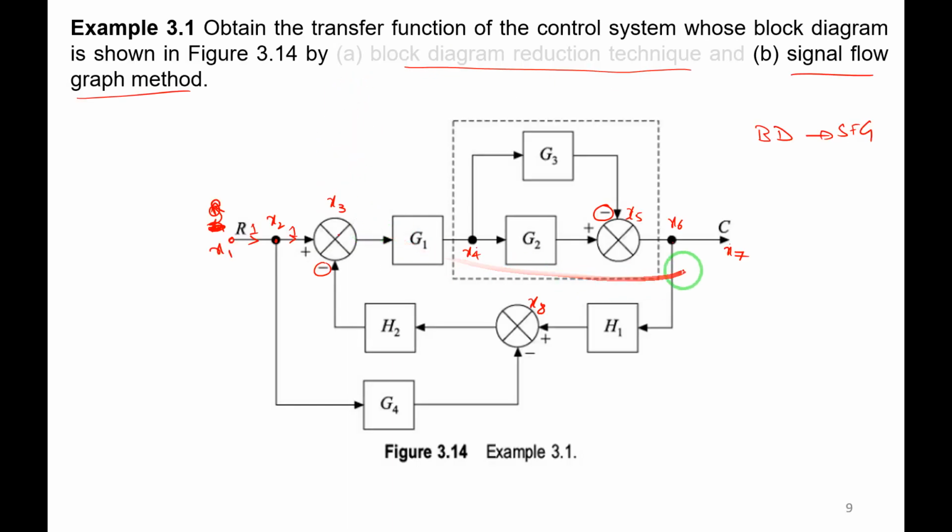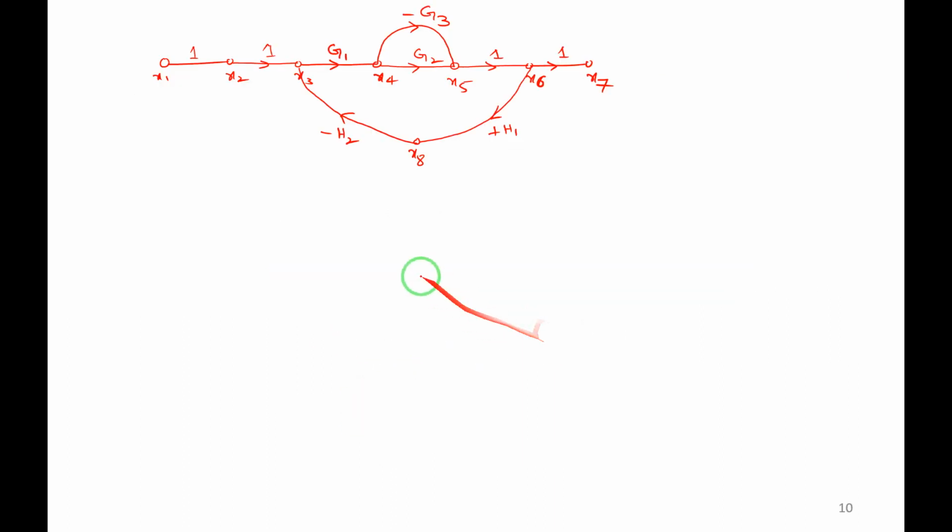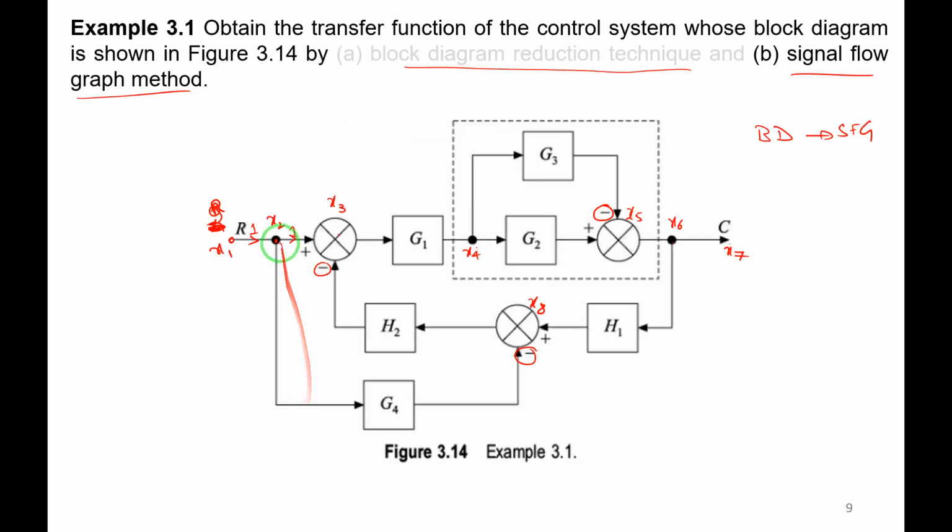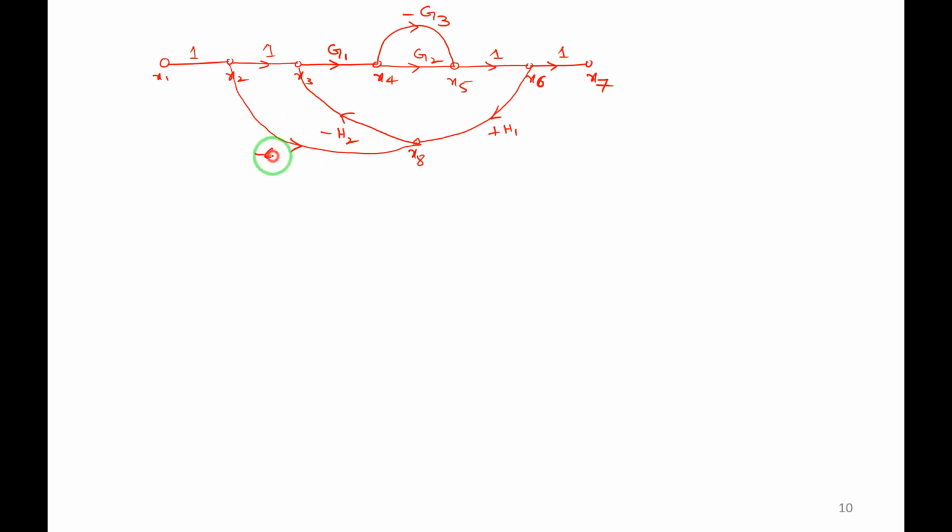I hope you are getting it. 6 to 8 is taken care, 8 to 3 is taken care. Next, this gain G4 is not taken care, this we have to take care. It is in between X2 to X8, but the sign is minus, so minus G4 is the gain. So I will draw from 2 to 8. The arrow mark is like this because it is going from 2 to 8. Take care of the minus sign, minus G4. So now the signal flow graph is ready. This is the signal flow graph of the given block diagram.